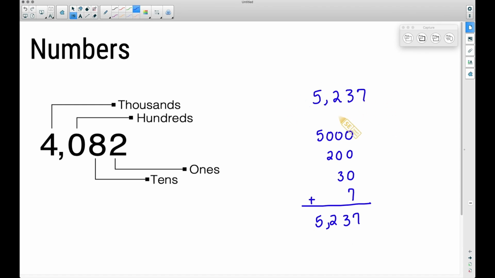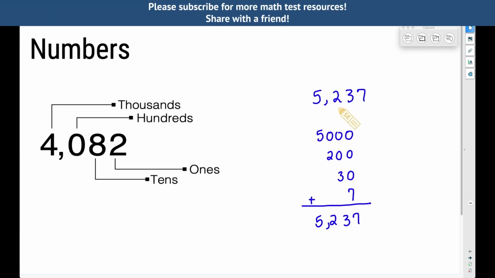And one more thing I want to point out here is the way we say this number. Sometimes I'm even guilty of saying this. I'll say, five thousand, two hundred and thirty-seven. Technically, we don't want to use the word "and" anywhere in this number. We read it as five thousand, two hundred thirty-seven. The word "and" actually pops up when we have a decimal and we have more digits over here. But more on that when we get to the decimal section.